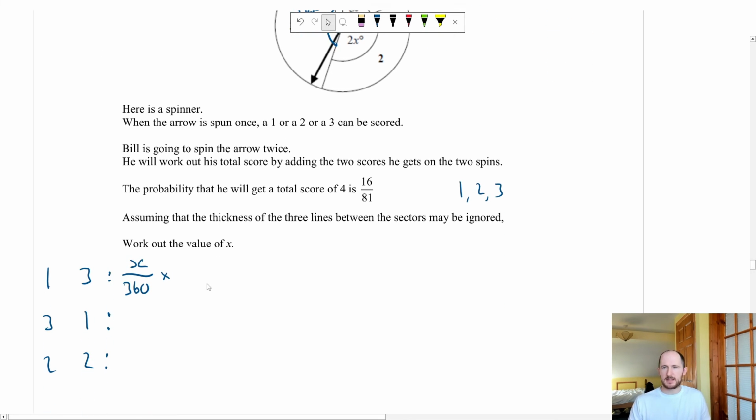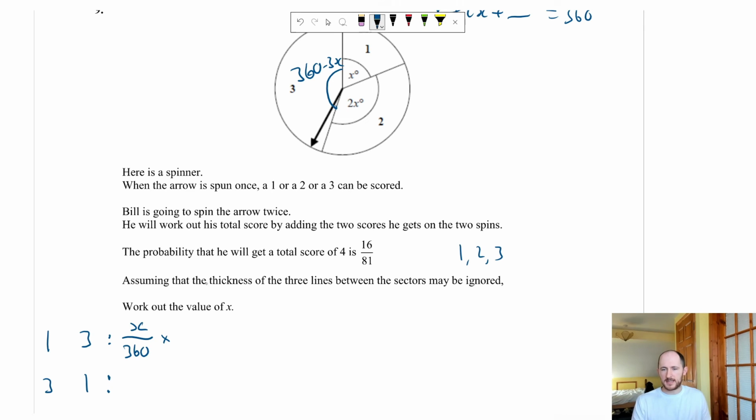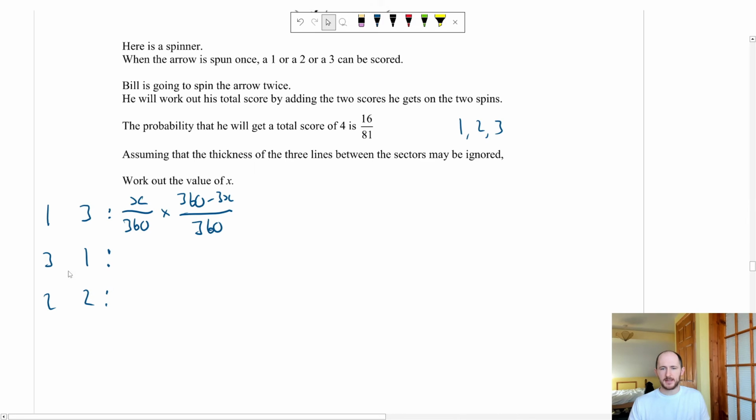So we can do x over 360 times 360 minus 3x over 360. Is there any easier way to write that? Not really. Actually, there is a slightly easier way to write that, but we won't bother with that yet. 3 and a 1 will be the same thing, but the other way around, right? The probability of getting 3 is this.